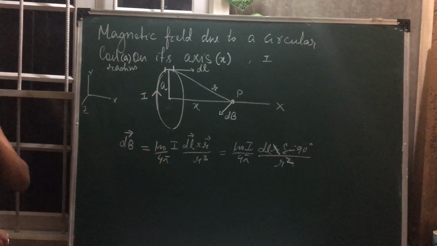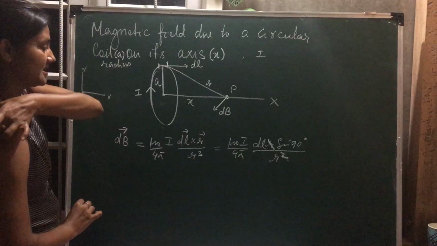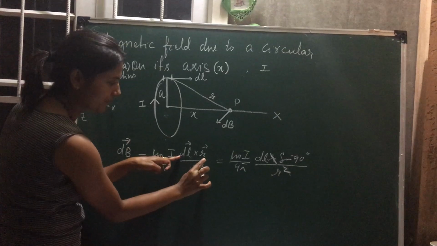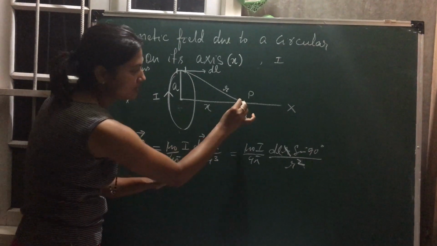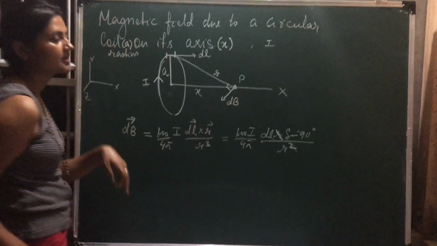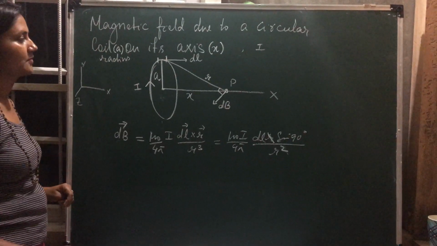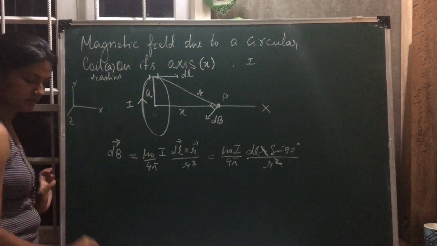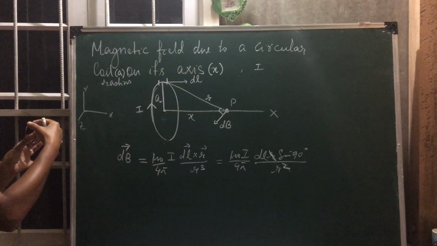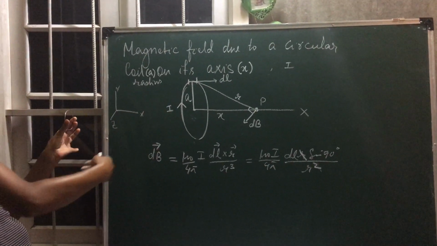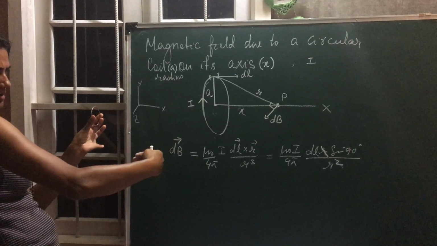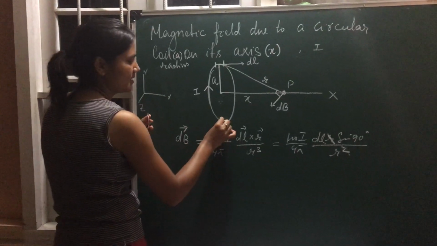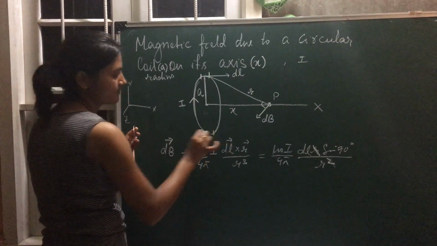Okay, fine or not? Now one more thing. dB is perpendicular to dL and perpendicular to R, right? So this angle has to be 90 degrees always. Okay, so I did one elemental section and found that the direction of dL is somewhere down, this way at this point. Now let's do one more, diametrically opposite here.